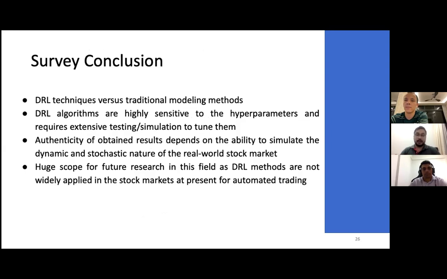However, what we learned is DRL algorithms are highly sensitive to hyperparameters and they need to be highly tuned, and minor variations in those parameters can actually cause the results to be highly different. And as is obvious, the authenticity of the obtained results of course depends on the ability to simulate the dynamic and stochastic nature of the real world stock market. And there is a huge scope for future research in this field, as DRL methods are not so commonly used at present in order to simulate automated trading or liquidation by hedge funds. So there is a lot of scope for future work in this field.